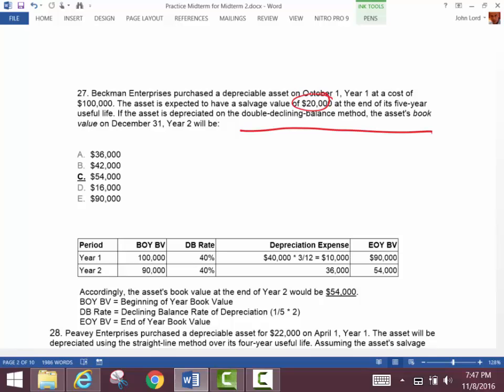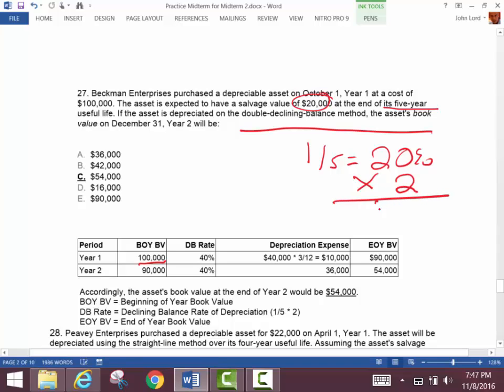Okay, so you've got this 100,000 that they purchased the asset for, and they tell us that it has a 5-year life. So we take 1 divided by 5 equals what? 20%, and we multiply that by 2 for double declining balance. So we're going to take 40%, aren't we? So we multiply the 100,000 by 40%. That gives me 40,000, but because they bought the asset October 1st, it's all of October, all of November, all of December. It's 3 months, right? So I take 3/12. So that first year, I'm going to take 10,000, right?